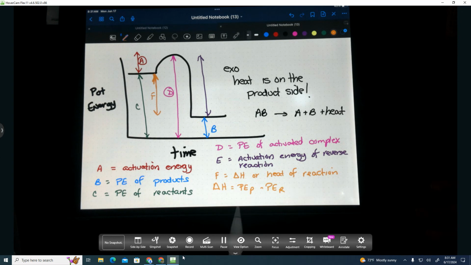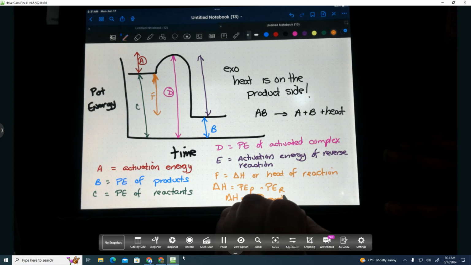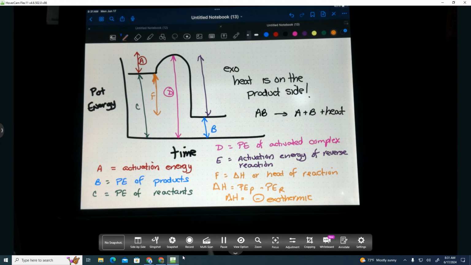Okay. If the delta H is negative, it is exothermic. If the delta H is positive, like in the other graph, it's going to be endothermic.